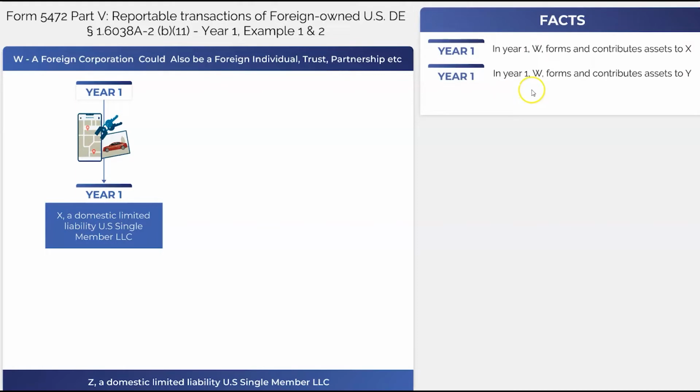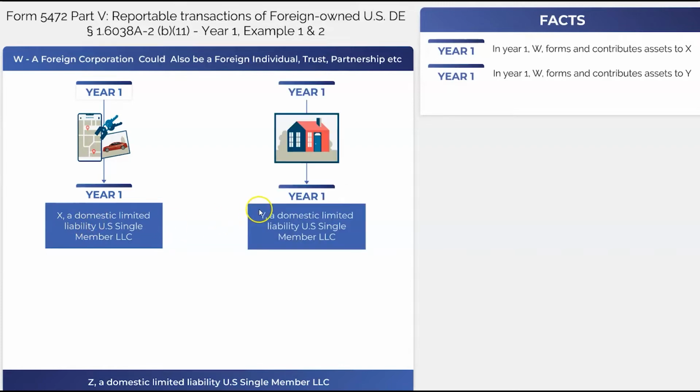So let's move on. The same year, year 1, W forms and contributes assets to Y. So we have the same W here, which is a foreign parent. It continues to form an LLC. So for this example, let's just say that LLC X was formed in Delaware, and then LLC Y is formed in Wyoming. Let's just use this example so that it makes sense to you. So here, in the same year, you have W forming LLC Y and then also contributing a house to that LLC.